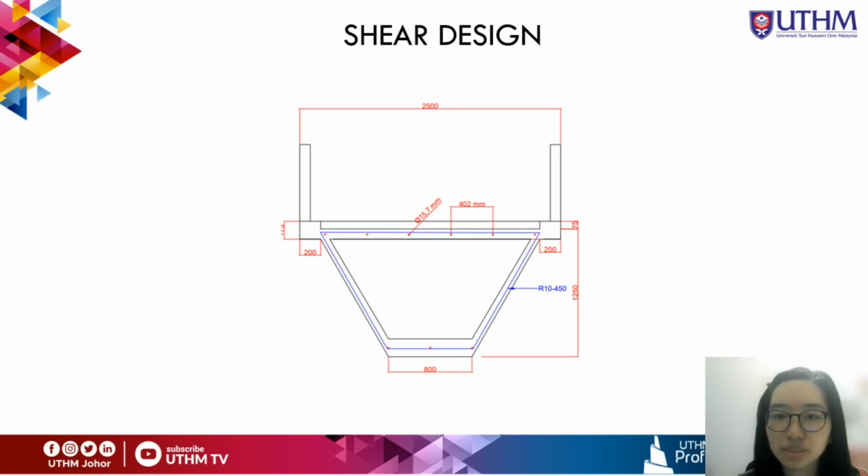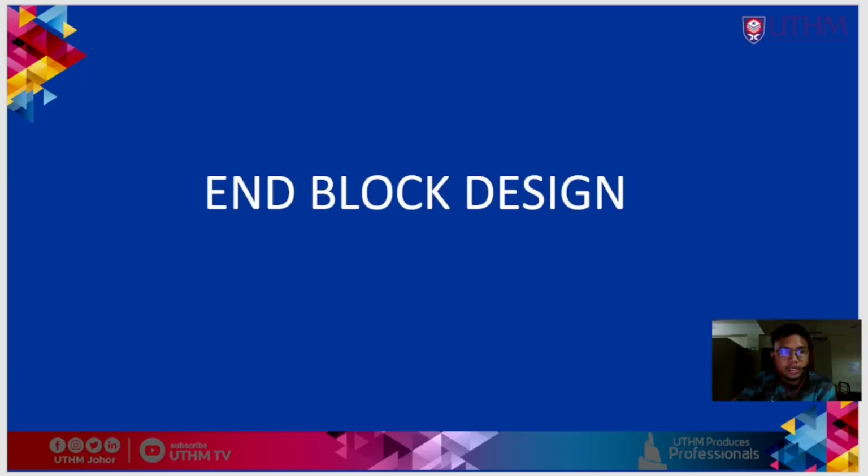Thank you. So we move on to the end block design. End block design is for the post-tension beams. The cables are anchored at the ends of the beams. So even in the flush beam, the part of the beam where the cables are anchored is often thickened to create a rectangular section. The end block is usually seen at the end of the beam, for example, for the bridge.